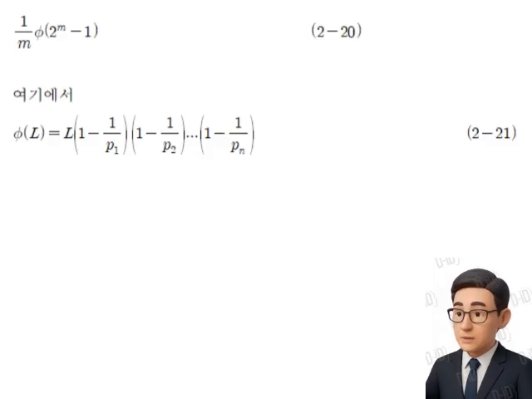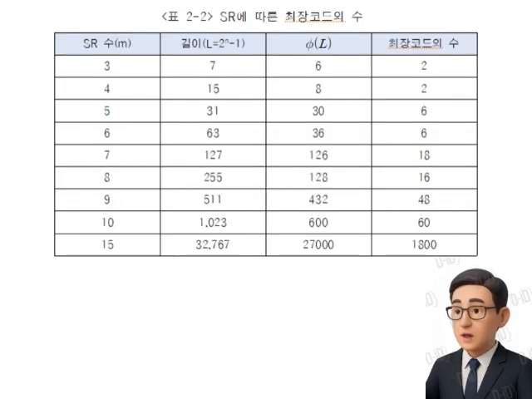For example, in the case of a 4-stage LFSR, L is 15 and M is 4. Since the prime factors of 15 are 3 and 5, according to equation 2.21, phi of 15 equals 8. These are the 8 numbers smaller than 15 and relatively prime to it: 1, 2, 4, 7, 8, 11, 13, and 14. Consequently, the number of M sequences for a 4-stage LFSR is 8 divided by 4, which is 2. Table 2.2 shows the number of primitive polynomials according to the number of SRs, which are the delay elements determining the size of the finite field.